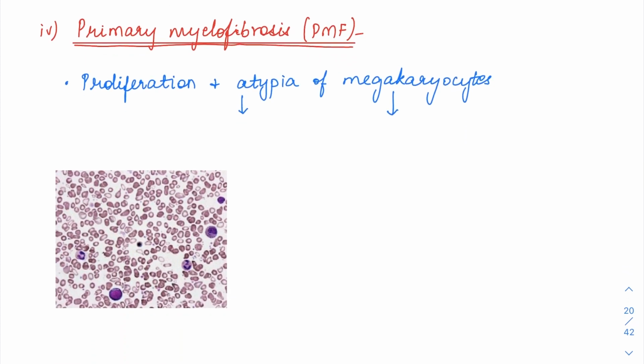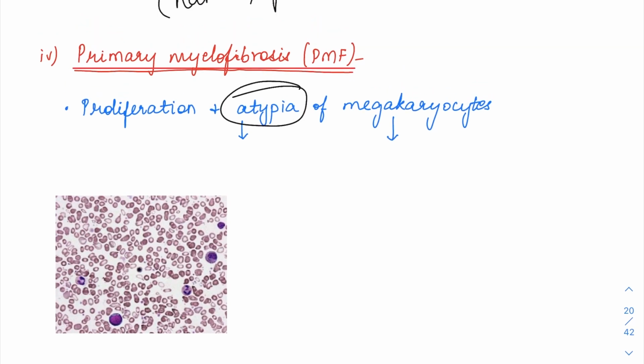So the next myeloproliferative neoplasm is primary myelofibrosis. In primary myelofibrosis, if you see, here again there is going to be proliferation of the megakaryocytes only, but along with that, there is going to be atypia. So only proliferation is seen in essential thrombocytosis, polycythemia vera, and also in CML, but along with atypia, it is only present in primary myelofibrosis.